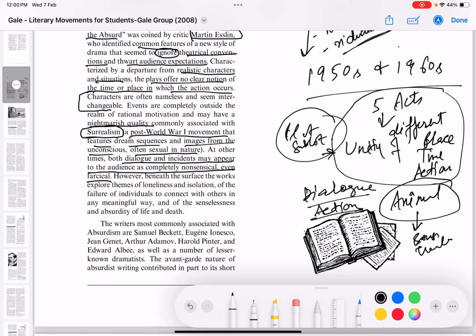People are killing each other, right? There is one person who is killing every other person on the set, but there is no police, there is no law and order. So things are actually nonsensical and farcical in nature. So you can term this movie as absurd. Okay, however, beneath the surface the work explores themes of loneliness and isolation.